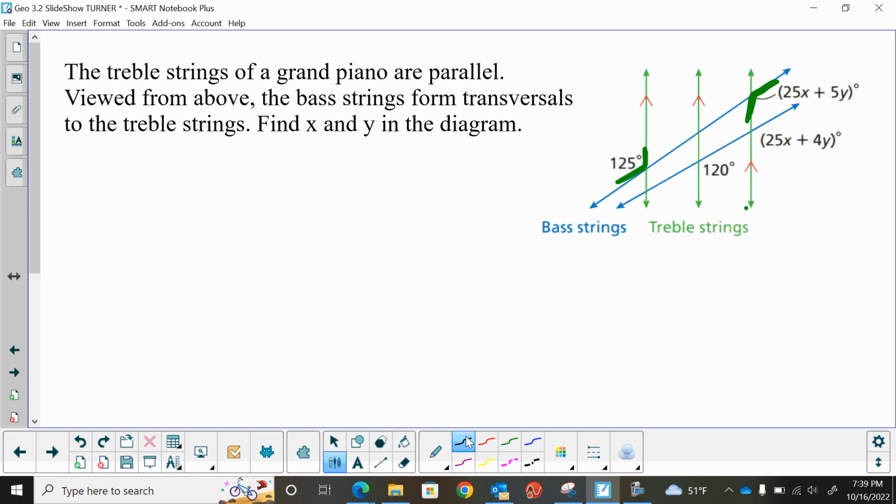So my equation that I can set up is 125. Actually, I'm going to rewrite this. I'm going to put my variables on the left. So we have 25x plus 5y equals 125. I have x and y. Next to that, I'm just going to put a note: those are alternate exterior angles, which are congruent.